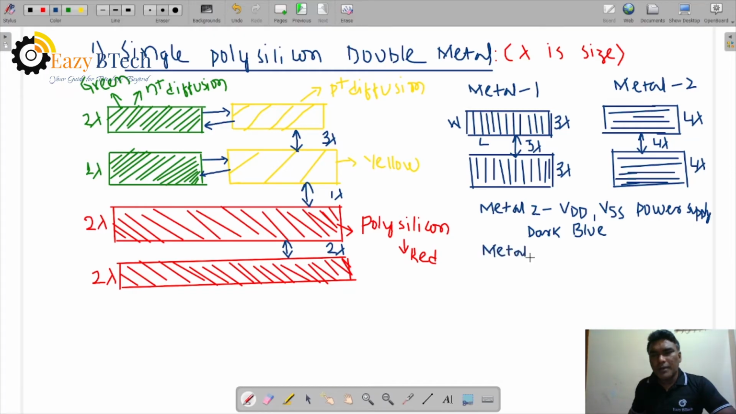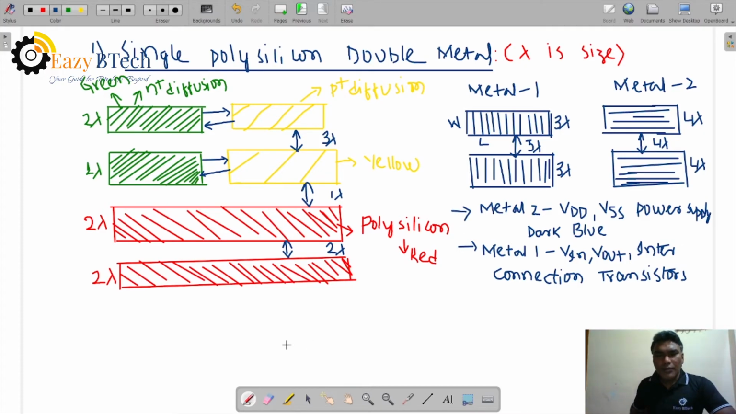Metal 1 is used for input and output interconnections: V in, V out, and interconnections between transistors. Right? This is used for metal 1, metal 2, and metal 1.